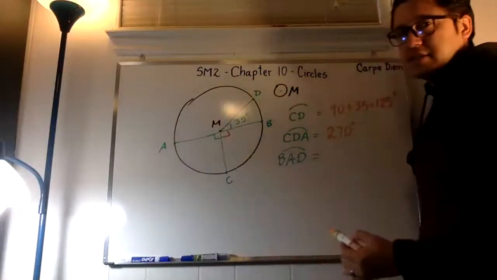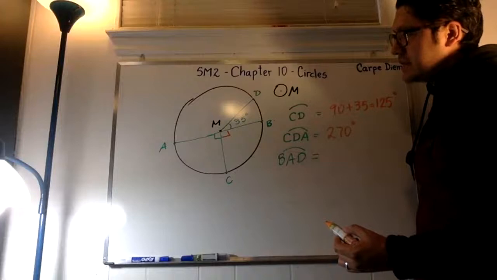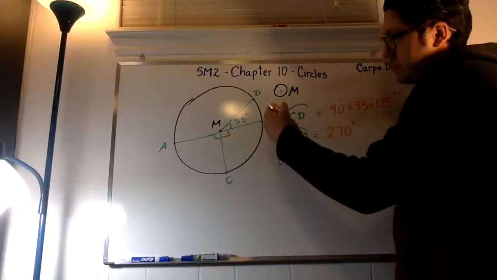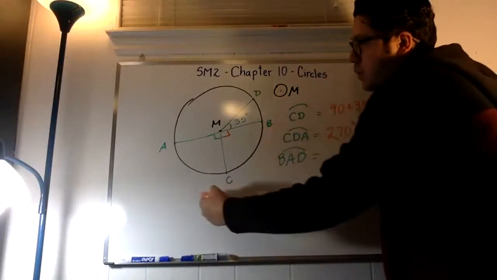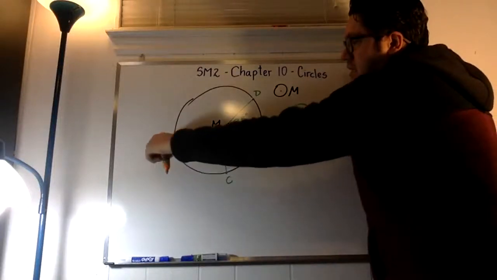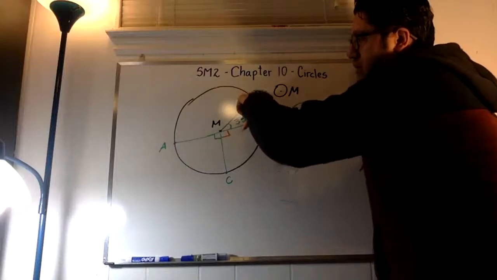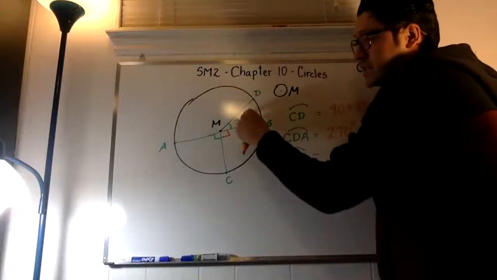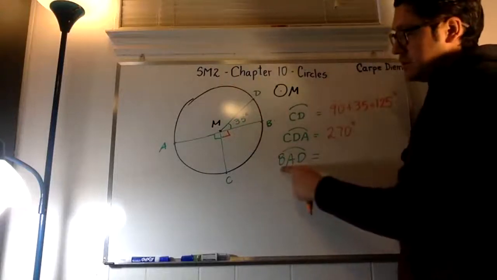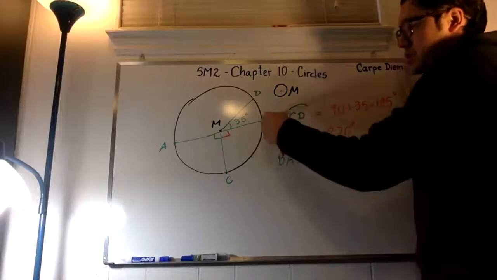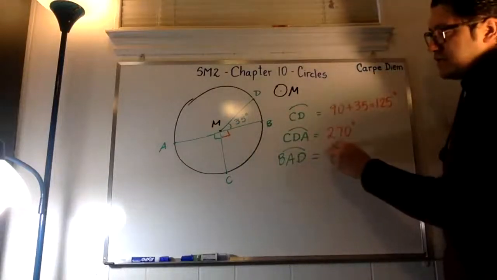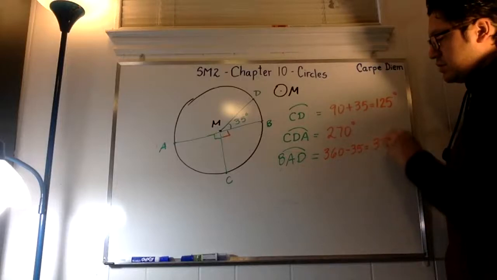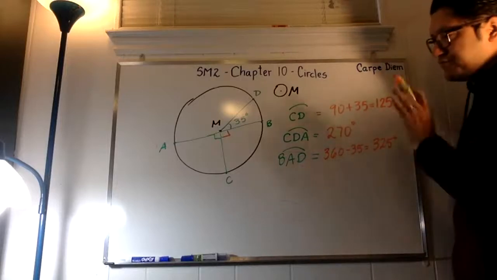BAD, right? So in that case, it's like you go, this is 180, and you get to this point. So it's like you cover the whole circumference except for this 35, right? Because this is how we started. So this is 360 minus 35. It's actually 325. Okay? And that's all.